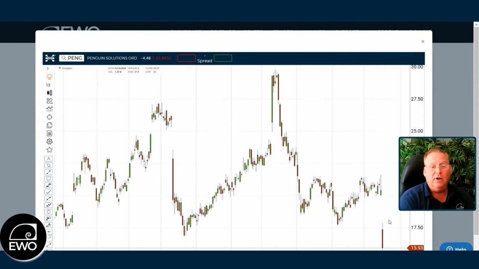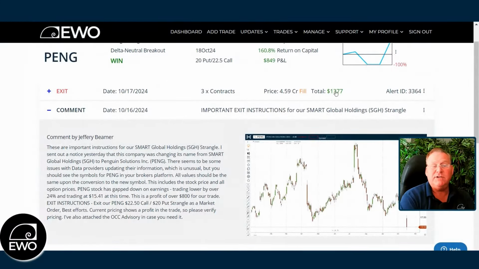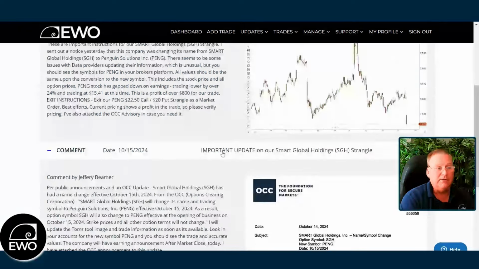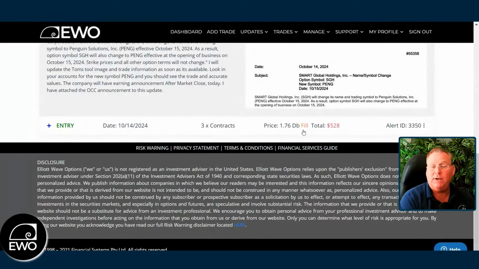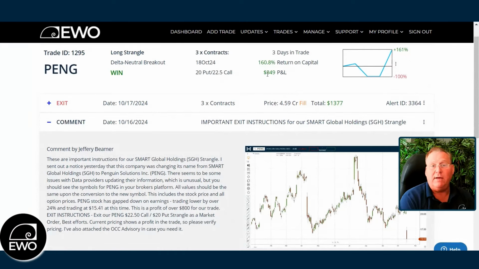And you can see here the stock gapped down and was trading at $15.93. When we sent out that alert, that turned out to be a profit of over $1,300. That was our exit. Since our debit on this trade was $528, that left us with a reward of $849. That was a 160% return in just 4 days on a stock that had a name change.